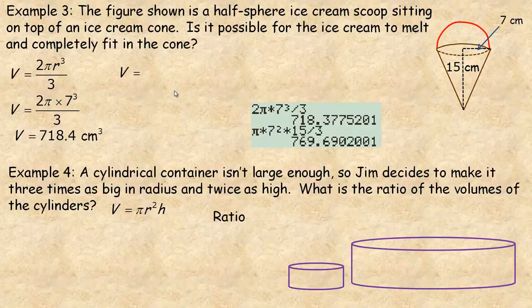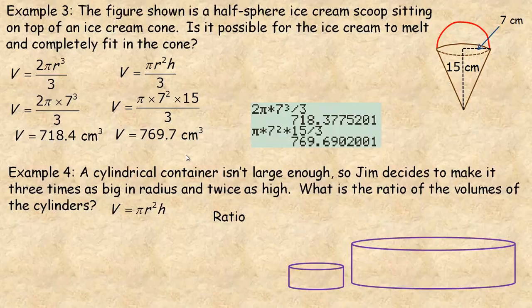Now we want the cone's volume. And so we fill in 7 for r and 15 for h, and we get a volume of 769.7 cubic centimeters. So notice that the volume of the cone is a little bit larger than the ice cream, the half sphere, so this could theoretically all melt and fit in the cone. To actually get that to physically happen would be a challenge, because the way the ice cream melts, it melts from the outside, so it's not actually running inside, but okay, that's another problem.